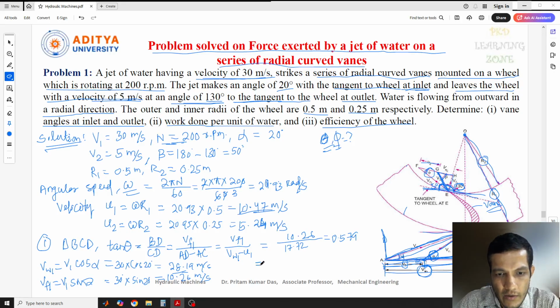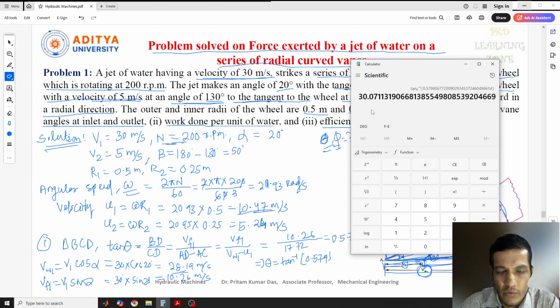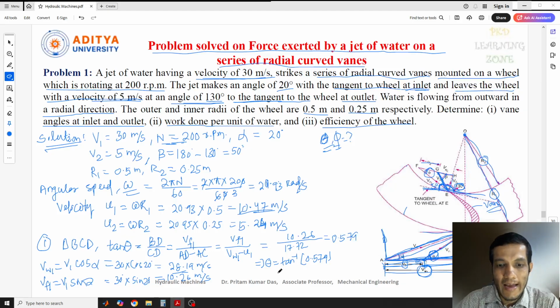So if we want to write in terms of theta, then we can write this is tan inverse 0.579. Again we need to solve this one. So again we'll go back to trigonometry. This is tan inverse of this. So tan inverse of this, if you do, we can get 30.07. So this is the angle. So one angle we got, 30.07. This is the angle theta. This is the vane angle at inlet condition. This one only we have calculated.